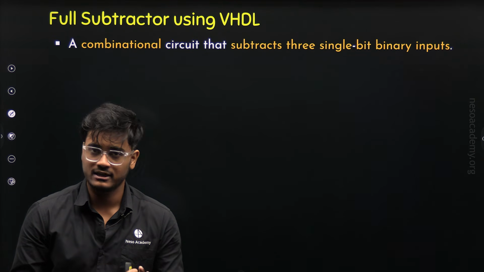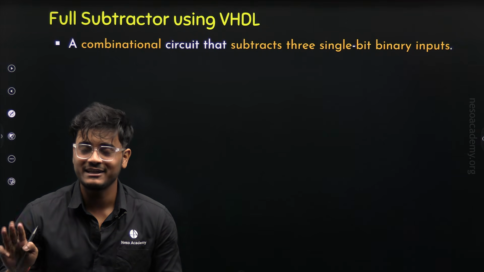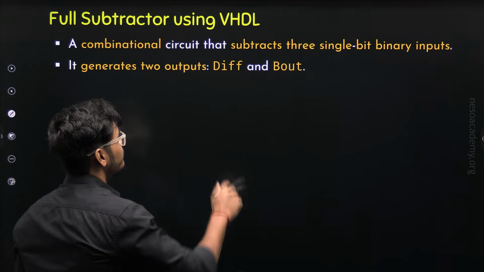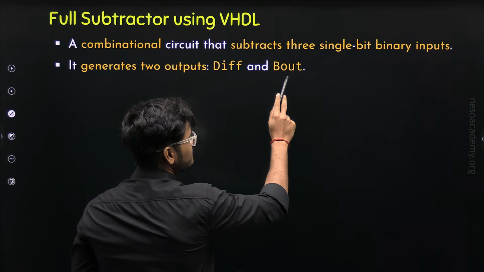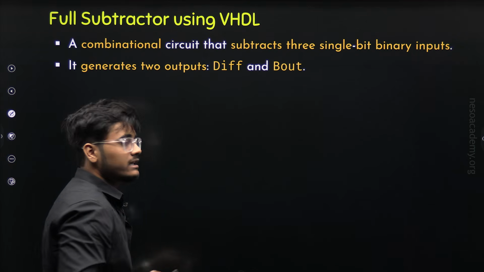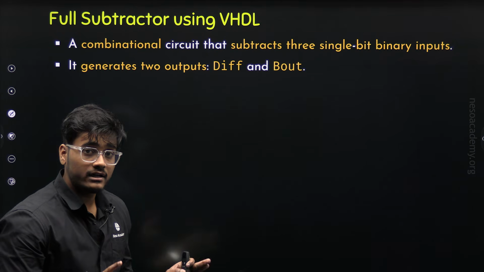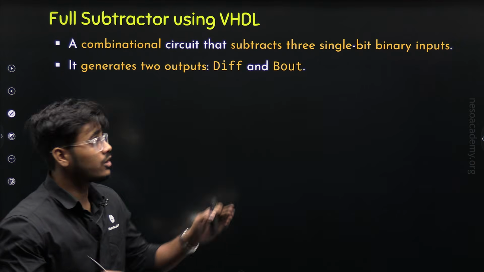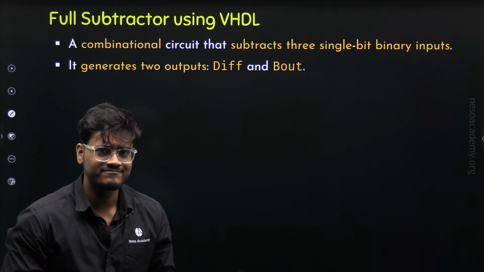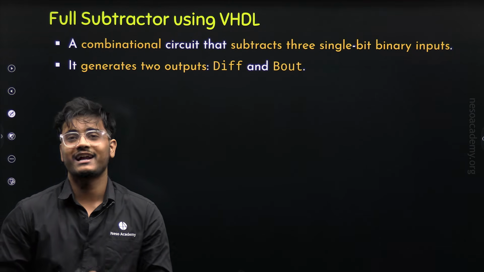So, what is a full subtractor? Full subtractor is a combinational circuit that subtracts three single-bit binary inputs and it generates two outputs, difference and borrow out. Here, I am representing difference with Diff. Difference is the result of subtraction, and here I am representing borrow out with B out. Now, what is borrow out? Borrow out is the final borrow generated during subtraction.